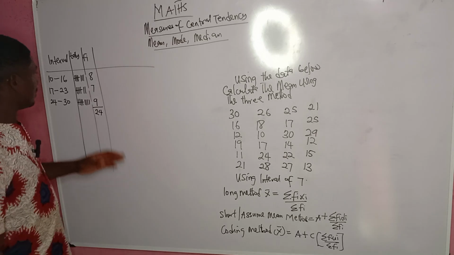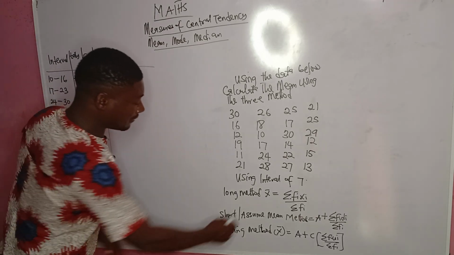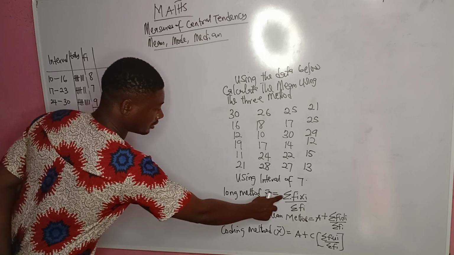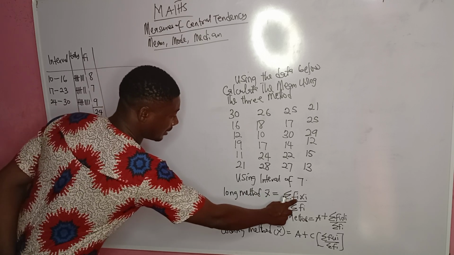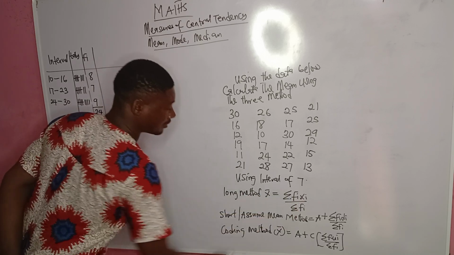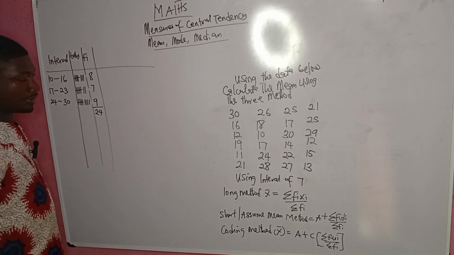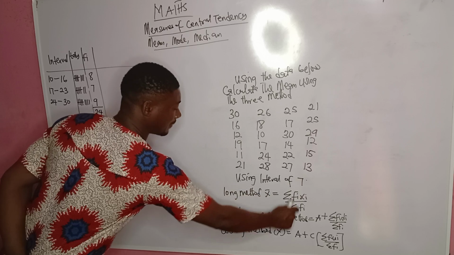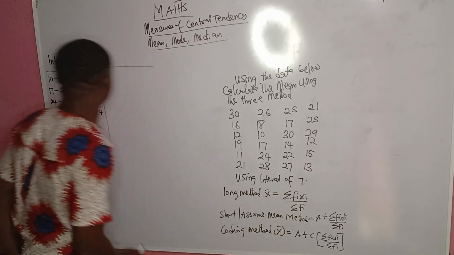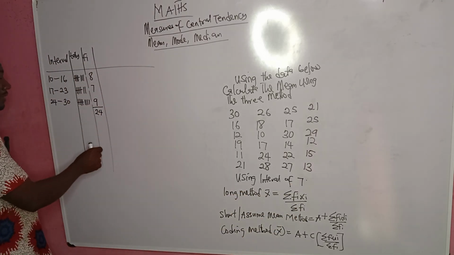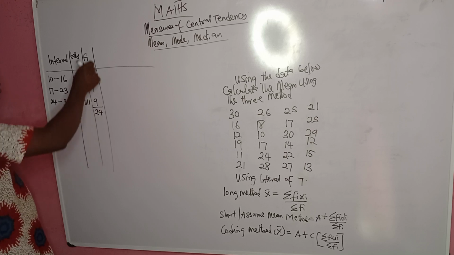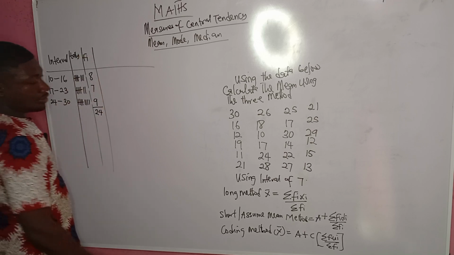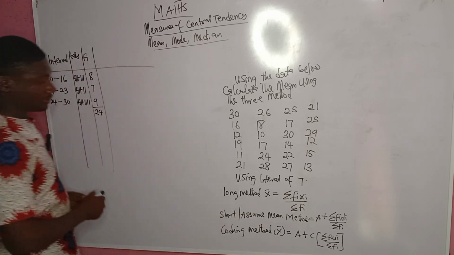Then we now know our first one, the long method, says summation Fi xi over summation Fi. Okay, so now what it means is that we will know our Fi line and also know our xi line, of which we now know our Fi line. We need to know our xi line so that we can bring two of them together.